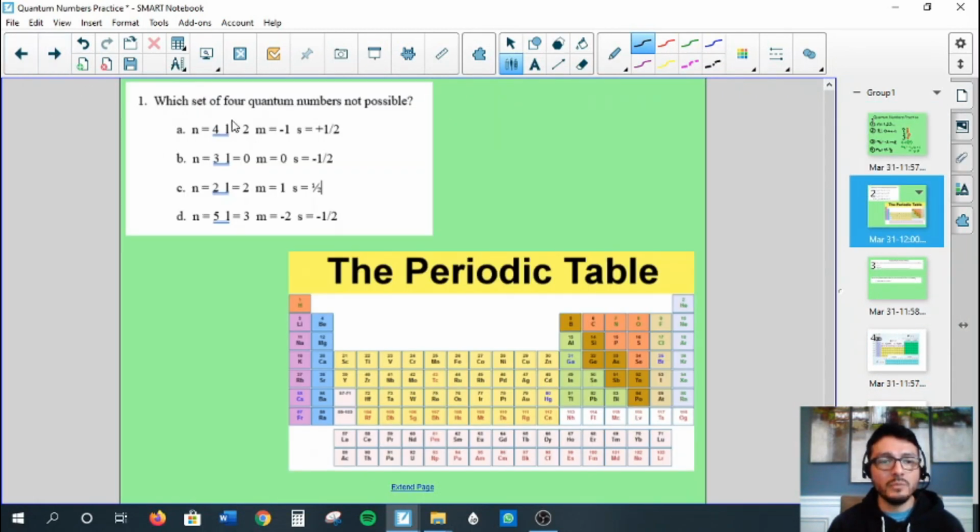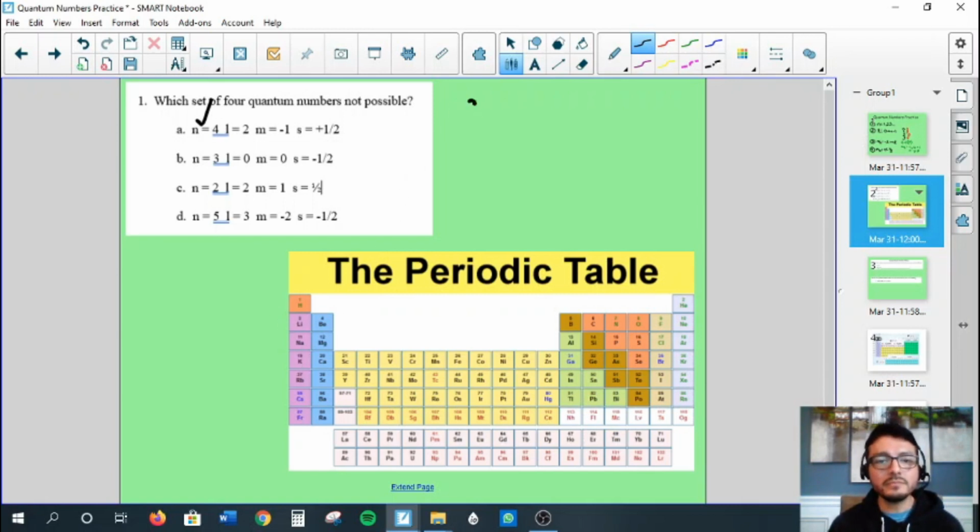Now, our first problem. All right, so we'll start with the first question. Which set of 4 quantum numbers is not possible here? This implies there should just be one, but you want to check over all of them just to be sure. So if n is equal to 4, that's 1, 2, 3, 4. We're looking at this row. So n equal to 4 is possible. Good. l is equal to 2, so that refers to the shape.